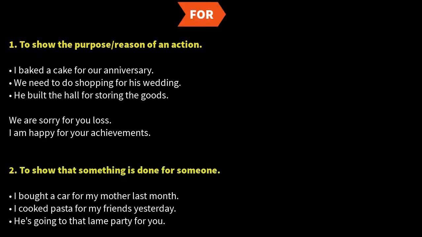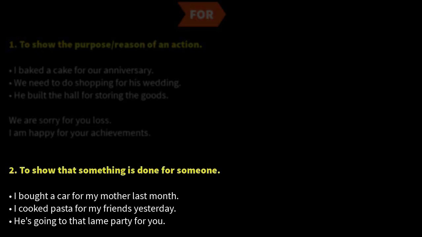Usage number 2, to indicate whom something is done for. Let us look at these examples. I bought a car for my mother. So I did this action, I bought this car. Now, whom did I do this action for? That's my mother. She is the beneficiary of this action. She is going to use the car. She is going to enjoy the car, right? She is the reason why I did what I did. Why I bought the car, she is going to enjoy it.